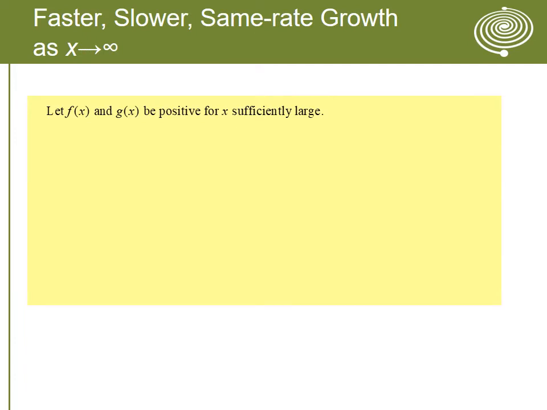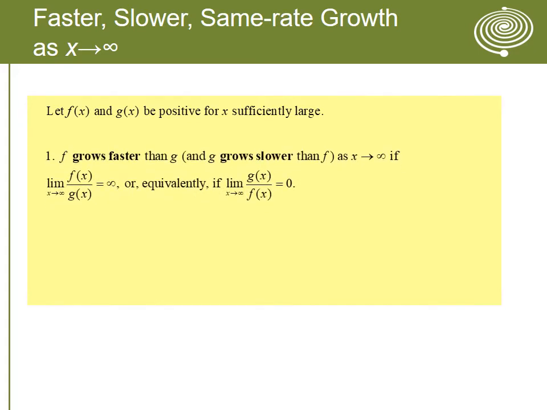For large values of x, if you have two functions f of x and g of x, one of the functions may grow faster than the other, or it may grow slower than the other. It's also possible that the two functions grow at the same rate. Let's say we have two functions f of x and g of x for a positive value of x which is sufficiently large. We say f grows faster than g, or g grows slower than f, as x goes to infinity if the limit of f of x over g of x goes to infinity. This can equivalently be expressed as: if the limit of g of x over f of x as x goes to infinity is equal to 0, we can also say f of x grows faster than g of x.